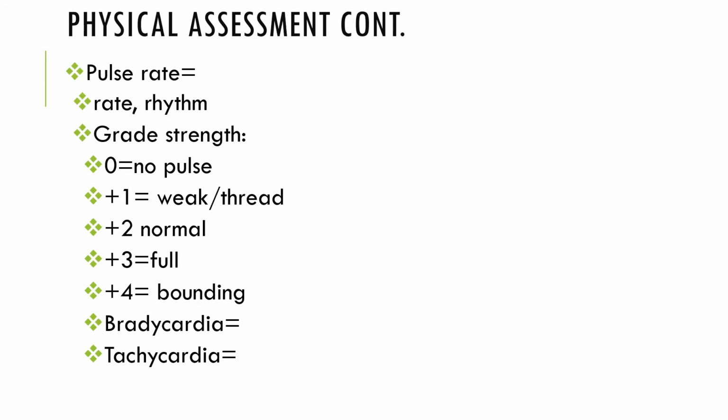We also want to get their pulse. We want to know the rate, which you get for 60 seconds or 30 seconds. It is normal between 60 to 100. You can grade the strength: 0 meaning no pulse, +1 is weak, +2 is normal, +3 is full, or +4 is bounding. We also need to remember our terminology. Bradycardia is slow and tachycardia is fast.